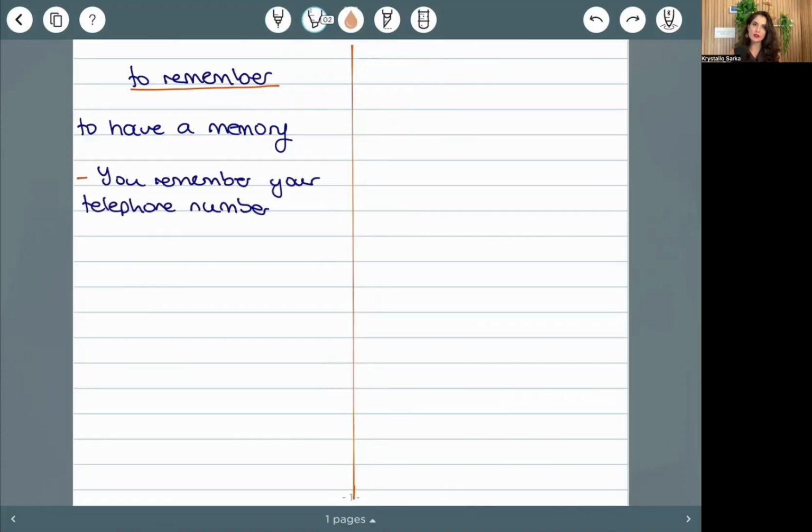As you can see in this situation, I'm using a noun, a telephone number. And it could be different things. For example, do you remember my name? I remember the license plate. I remember the location. You remember the address. You remember your teacher who taught you English at school. All of these things are relatively easy to understand because you possess the memory of this thing or of this person. However, remember has more combinations than just simply a noun.